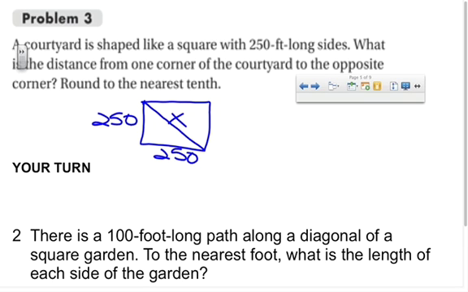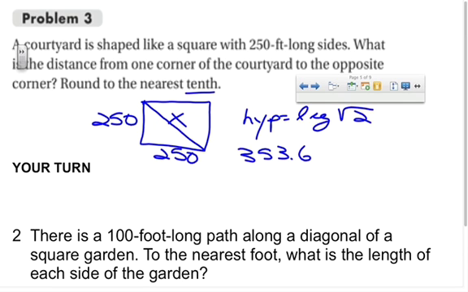So in this problem, what we're finding is the hypotenuse of this 45, 45, 90. And once again, in your notes, you have that the hypotenuse is leg radical 2. Conveniently, it's asking you to round your answer to the nearest tenth. So what you're typing into your calculator is 250 times the square root of 2. And when you round to the nearest tenth, we have 353.6 feet.